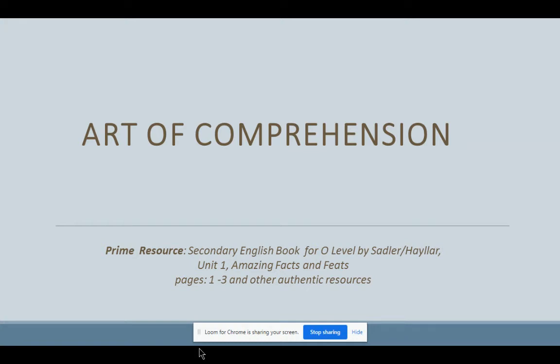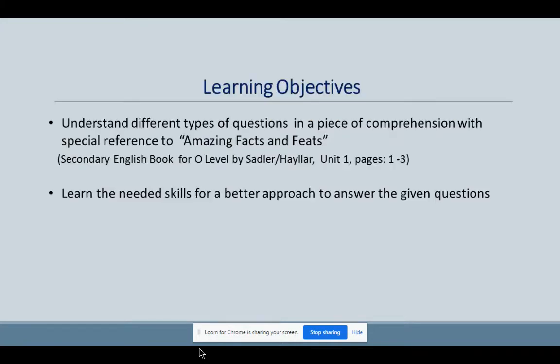This is your book, Secondary English, Unit 1, Amazing Facts and Feats. By the end of today's session, we'll try to understand different types of questions given in this text, and we'll also briefly discuss needed skills for a better approach to answer the given questions in Unit 1.